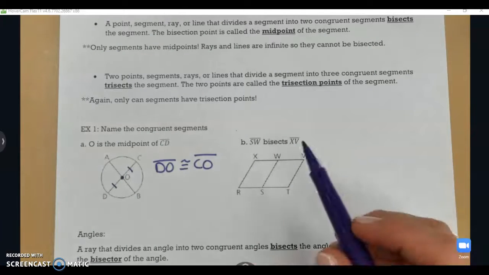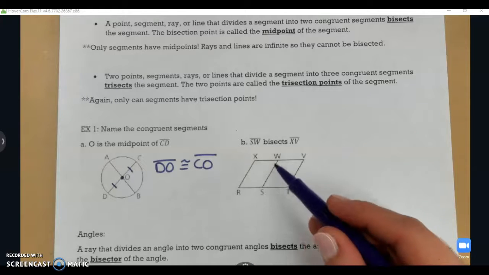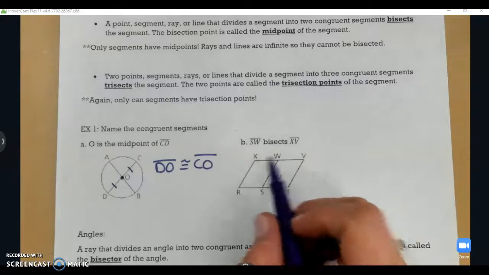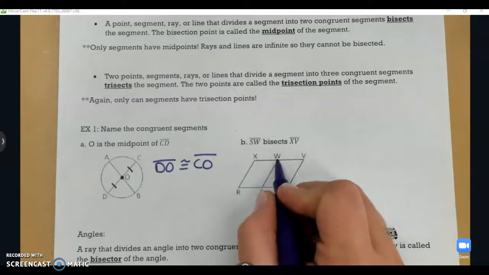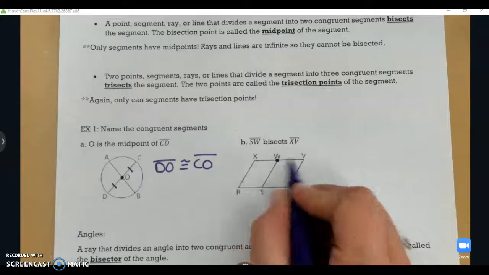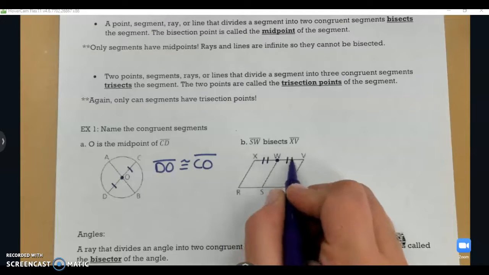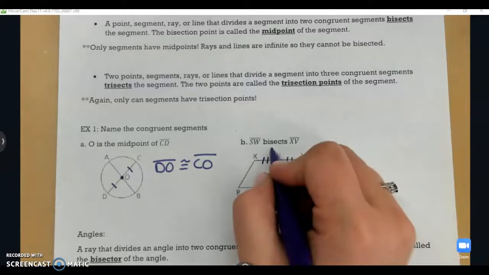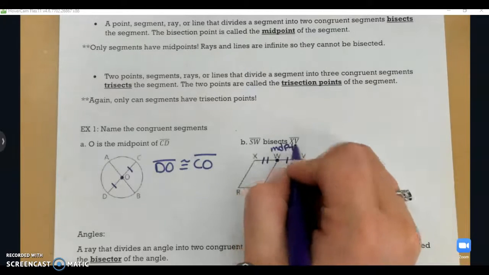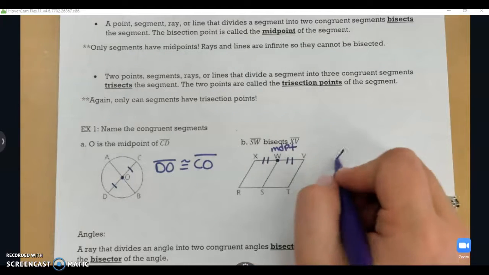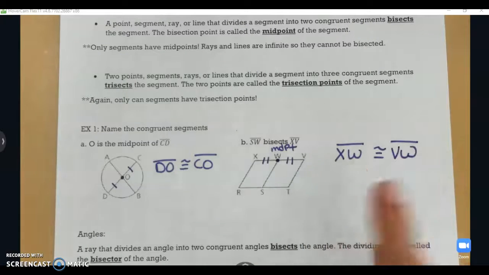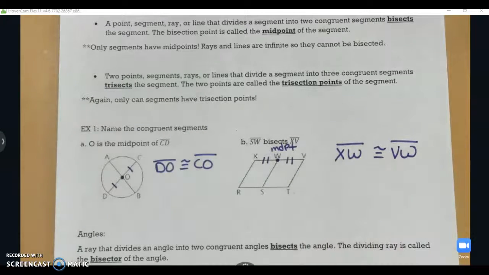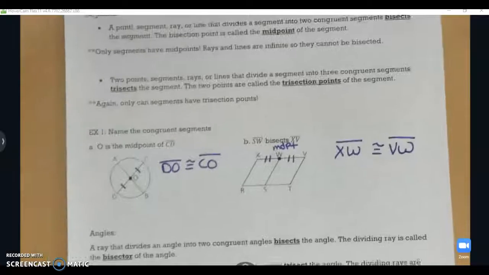All right, let's take a look at B. We're told segment SW bisects segment XV. So it's bisecting XV, which means it is splitting XV into 2 congruent segments, which means W would be the midpoint. And our 2 congruent segments are going to be XW and VW, or WX and WV. So that is for segments.